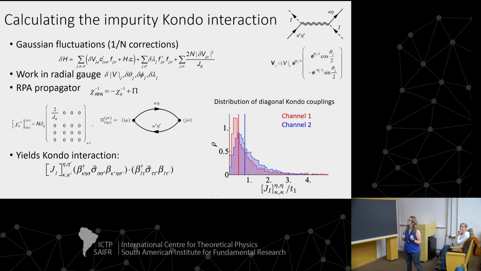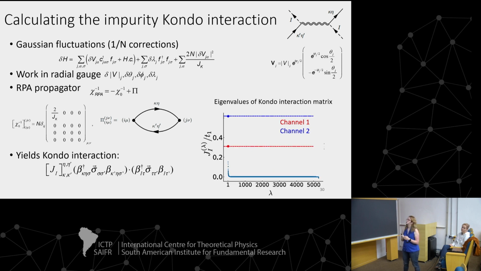So now that you have this big matrix, you can look at it to see what it is giving you. It's easiest to look at the diagonal Kondo couplings. So if they're diagonal in pseudomomentum, they're also diagonal in the channel. So here you get a distribution that looks like this. And you see that in channel 1 and channel 2, they have different distributions with different means. But really what you should do is just take this big matrix and diagonalize it.